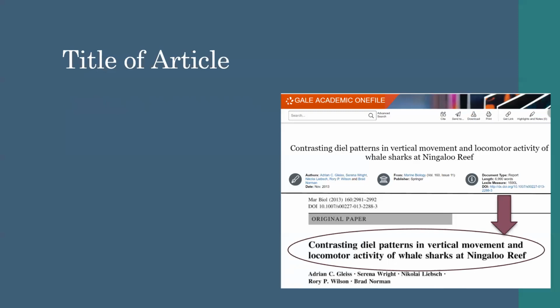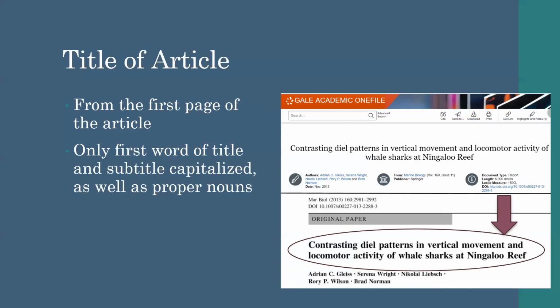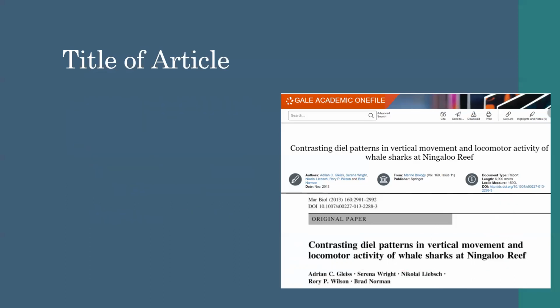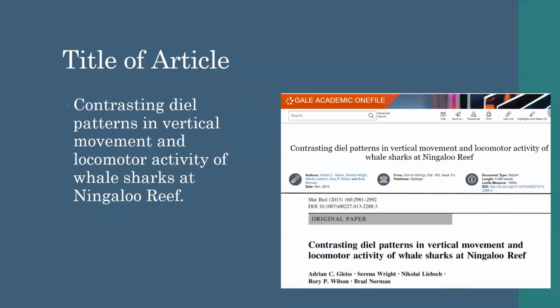The next element of an APA journal citation is the title of the article. This is also taken from the first page of the article. Only the first word of the title and any subtitle is capitalized, as well as any proper nouns. The title is followed by a period. For our example, the title will be written as Contrasting deal patterns in vertical movement and locomotor activity of whale sharks at Ningaloo Reef, capitalizing Contrasting and Ningaloo Reef.